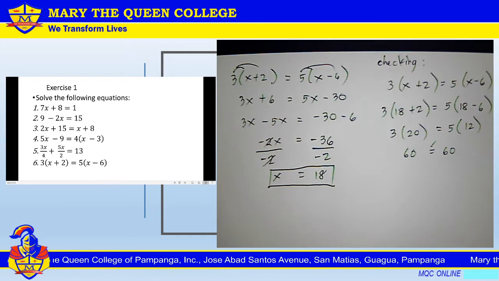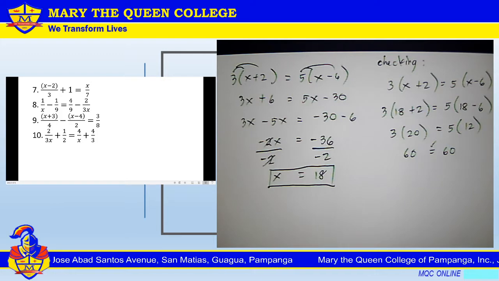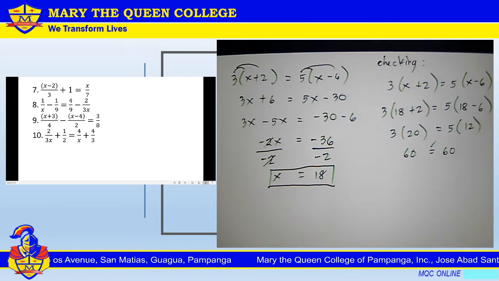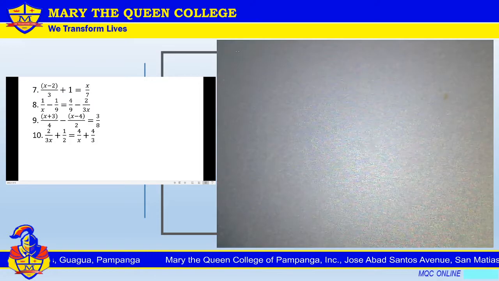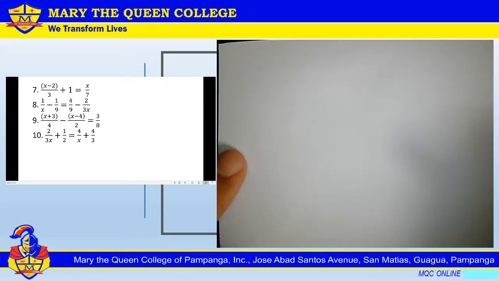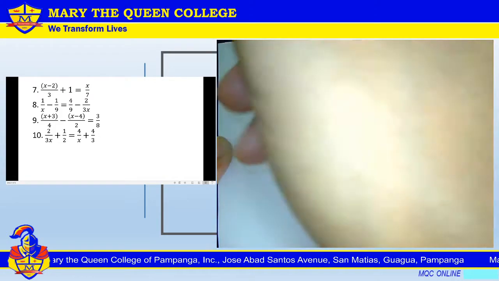Okay, so any question, class? None. Okay, so we have another set of examples here for exercises. Okay, so we will select some among these, from our given. Okay, so let's try number 7.